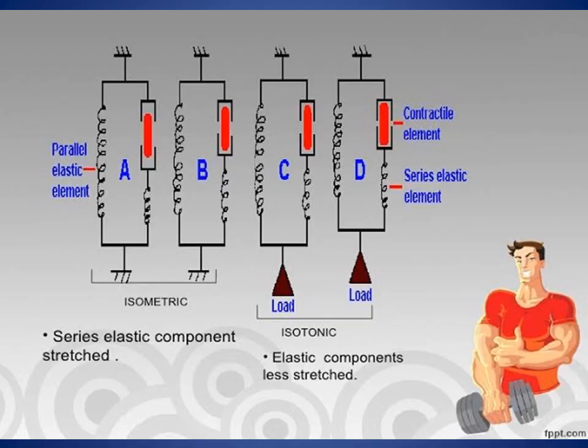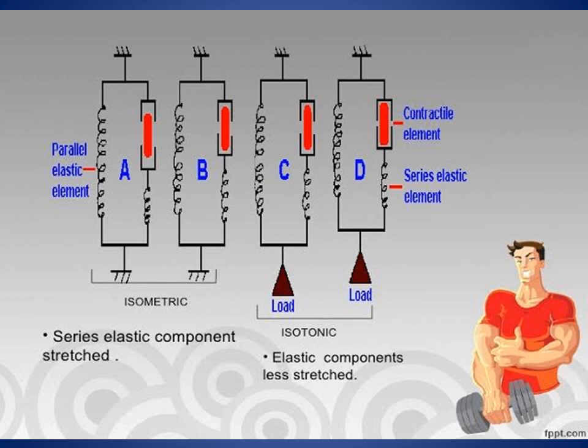Now in this slide I am going to give you a detailed idea of the mechanism of how there is change in length of the muscle in isotonic contraction and no change of length in the muscle in isometric contraction. Here you can see in isometric contraction, the first one is the simple muscle. In figure B, there is contraction of the contractile component, that is the red one.